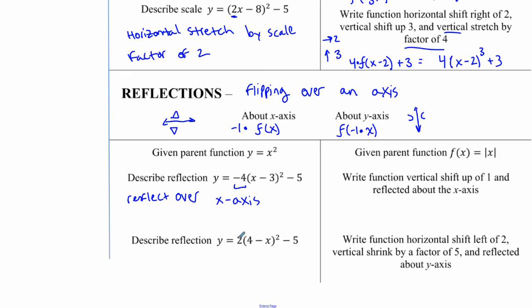On the other example, take a look at this. There's no negative outside the parentheses, but inside you have things switched around. This is 4 minus x. Well, that would be the same as saying negative x plus 4. So we're multiplying the x inside the parentheses by a negative. That means we're reflecting over the y-axis.